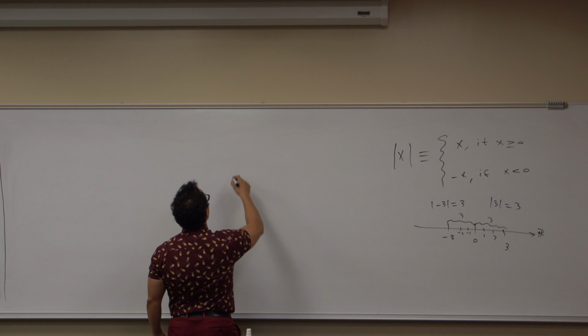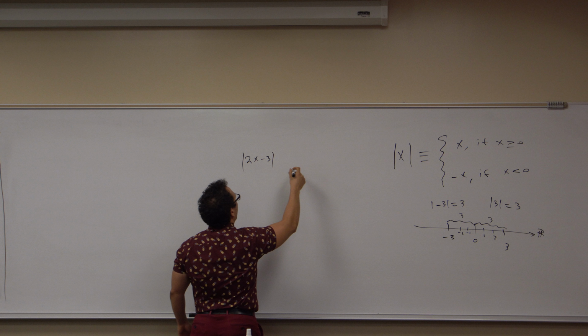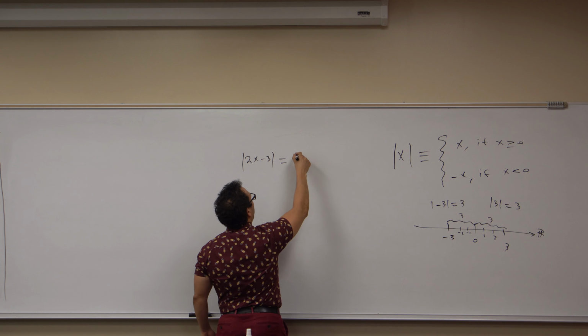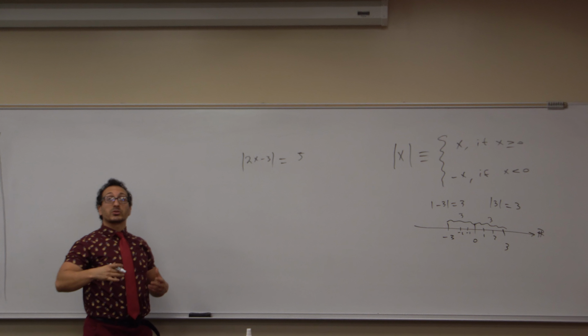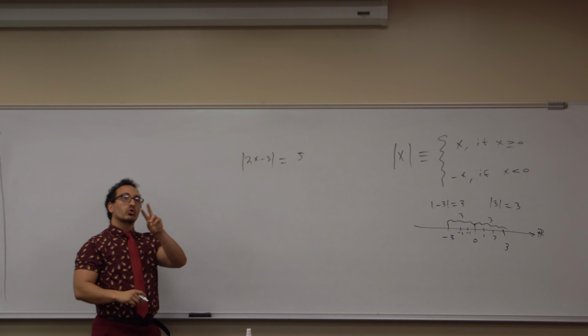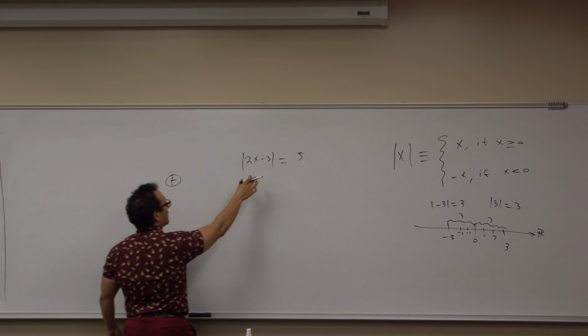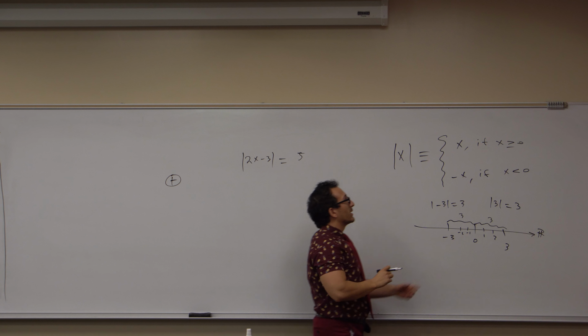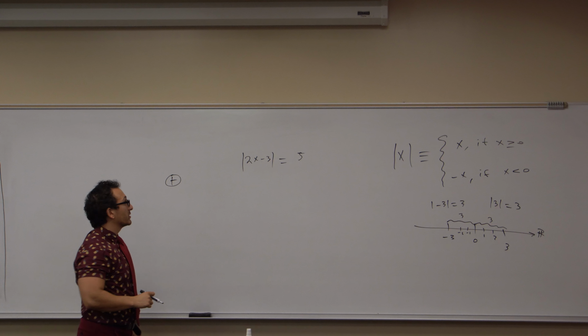So, for instance, let's use an equation. Let's say the absolute value of 2x minus 3 equals 5. We want to solve for all the x values that make this a true statement. All right? Two things we got to do. We got to do the plus case when this whole thing on the inside is positive, because the absolute value definition implores us to do so.